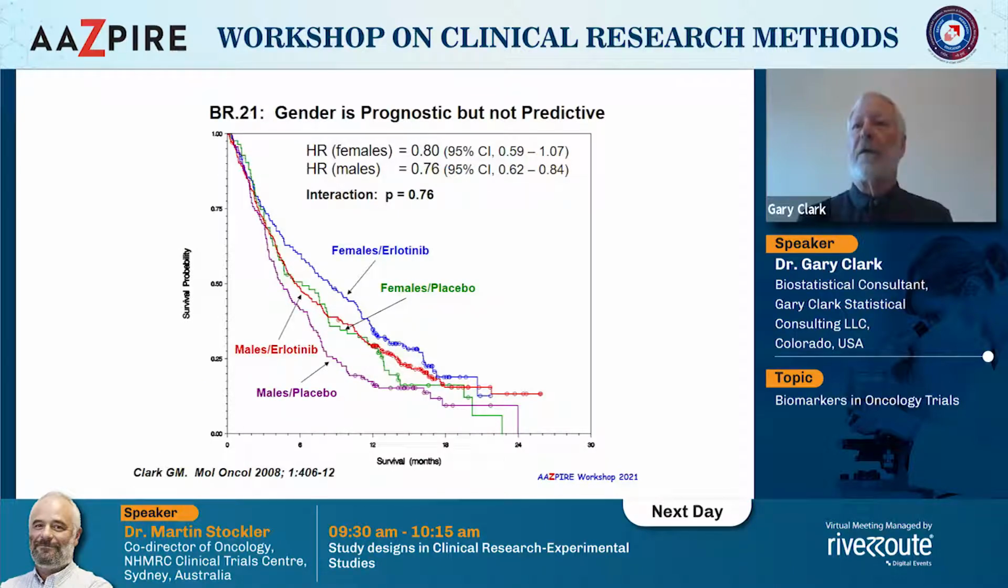And if we overlay both of these curves, you can see what happens. The males treated with placebo have a worse survival than the females treated with placebo, but the improvement by adding erlotinib in the males in a relative sense is exactly the same as in the females. Now, the males with erlotinib don't have the same outcome as females with erlotinib, but you have to remember where they started with placebo. So we would have missed something if we had only looked at the marker positive patients. This was gender. What about histology?